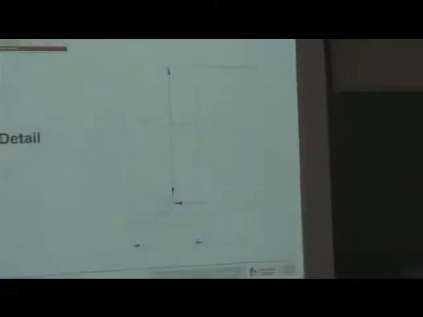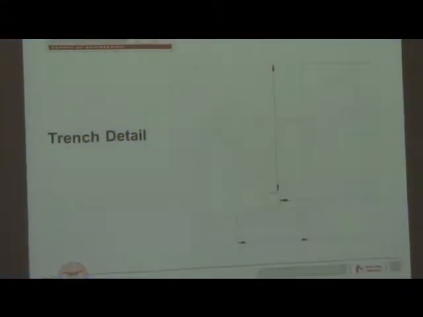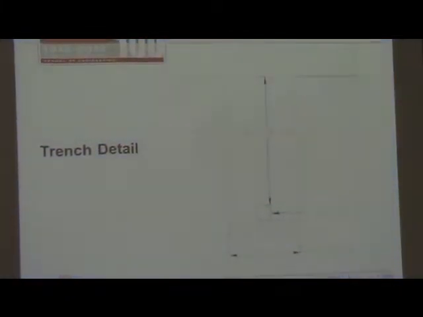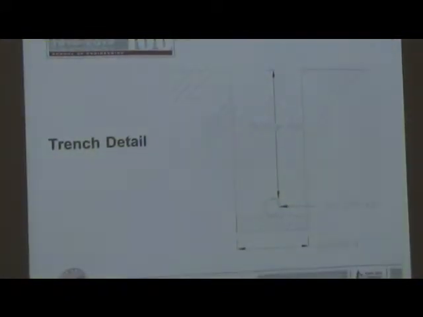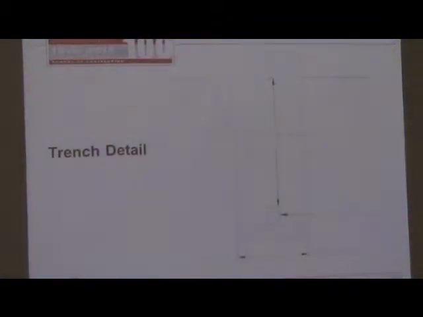This is a profile view of the trench with an 18-inch minimum, as I said, 24 inches under the road. And we set the minimum base width to 10 inches for construction feasibility so that people can actually reach their hands in there. And once the trenching is complete, this will all be backfilled and compacted to protect the pipe.